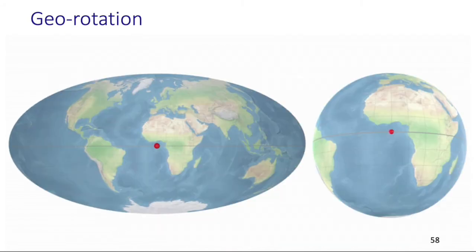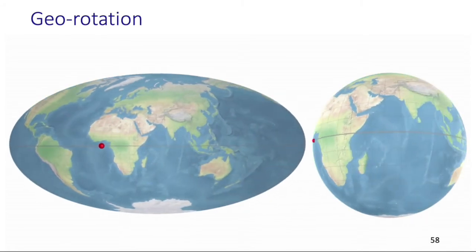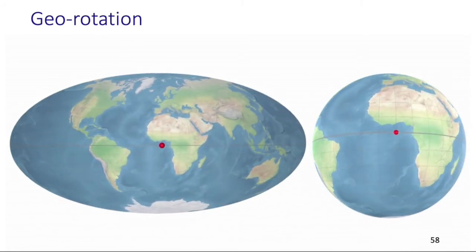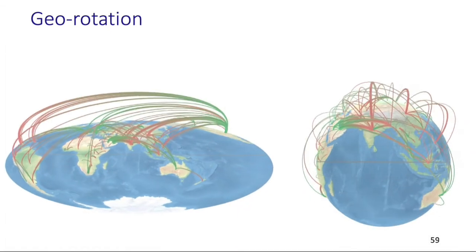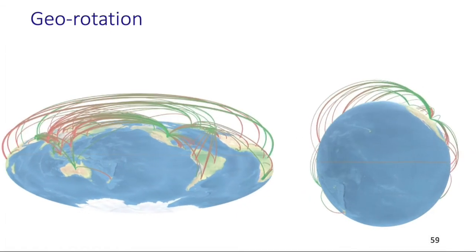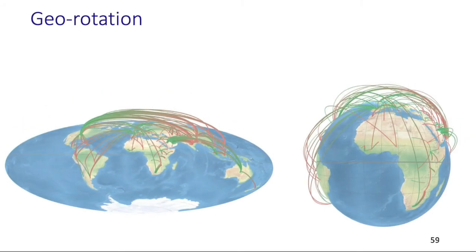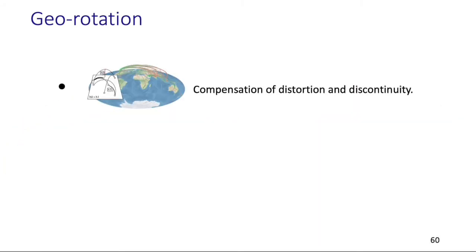And actually, we can do this interactively. Imagine you are dragging the red dot on the map, and this is how it looks as you are rotating the globe. Let's put the flows on top of it. You can see the flows change in real time, especially when the origin and destination cross the edges of the map. We believe georotation can compensate for the distortions and discontinuity of maps, as the user can interactively change the part of the distortion and the edges of the map.